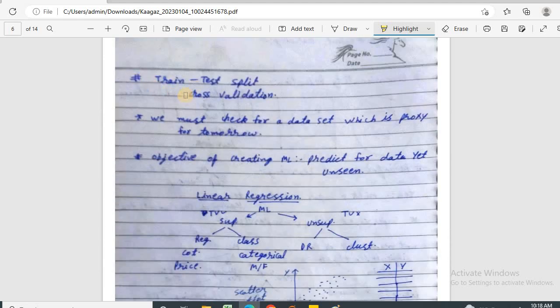Now there is one more term, that is cross validation. What is cross validation? We divide our data into train and test. This is known as train test split, and also known as cross validation. We do this to check whether our model is prepared correctly or not, because we don't have future data right now. By doing the train test split, the test data will work as a proxy for our future data.